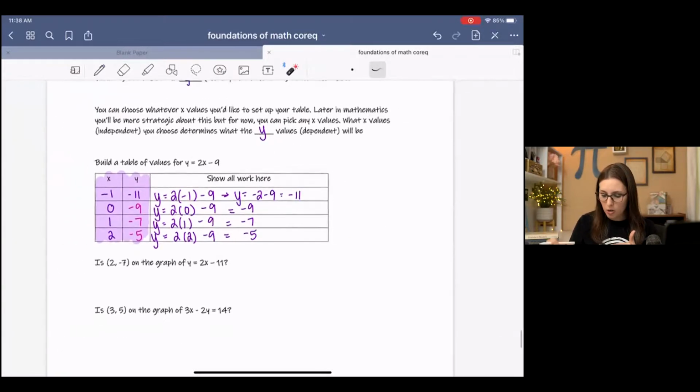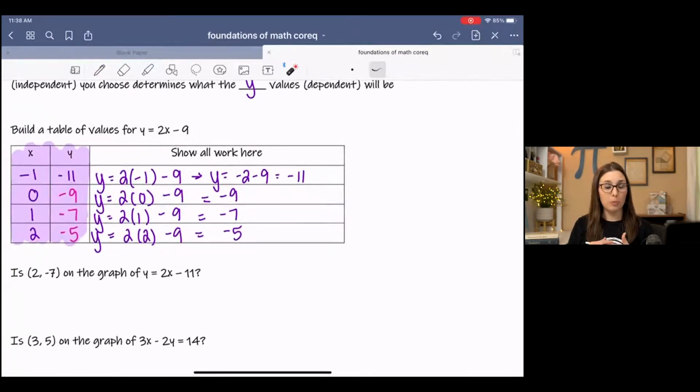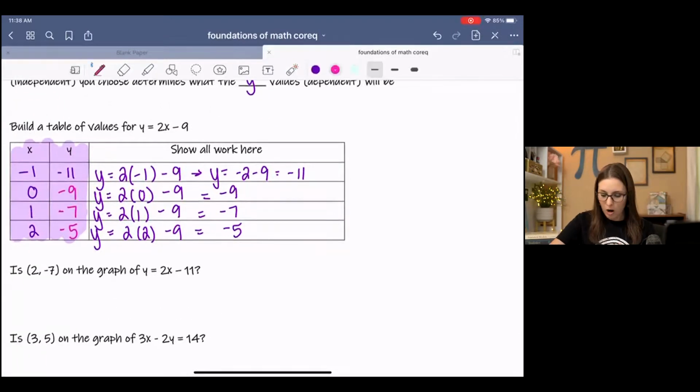And so I could use those 4 points. I didn't put it on here, but I could use those 4 points to plot on a coordinate plane. I'll just do a little sketch here. And I could connect those 4 points to get a visual representation of this table of values. And like I said, there are infinite number of points on this particular function. These are just the points that I chose.